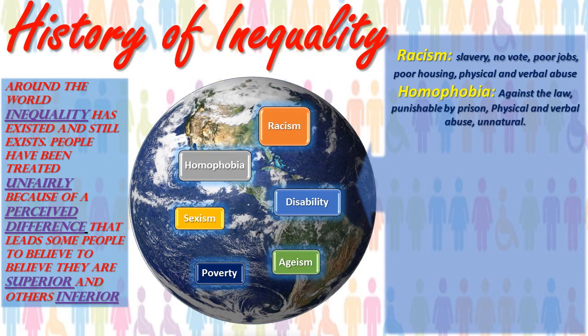Homophobia, it was against the law in the UK. Over the last 50 years the law has been changed so that it wasn't punishable by prison, and again people suffered physical, verbal abuse. It was seen as unnatural, and in some cases you could even be locked up in an asylum if you exhibited these particular traits.